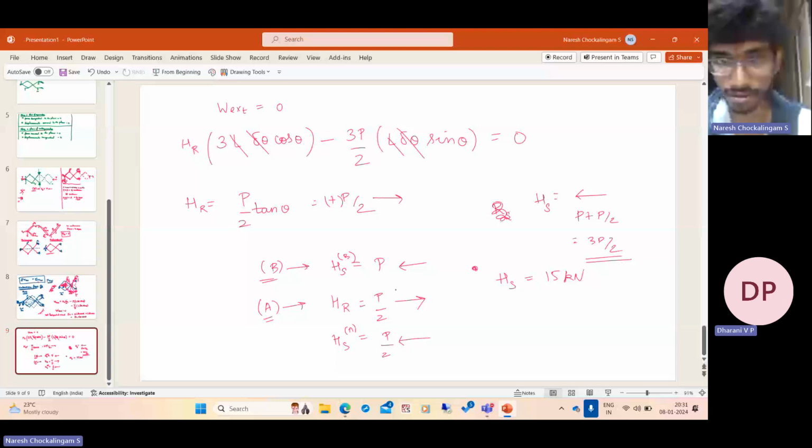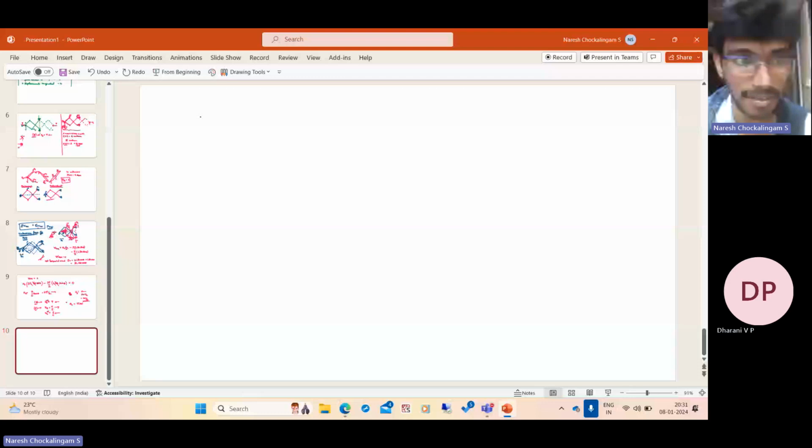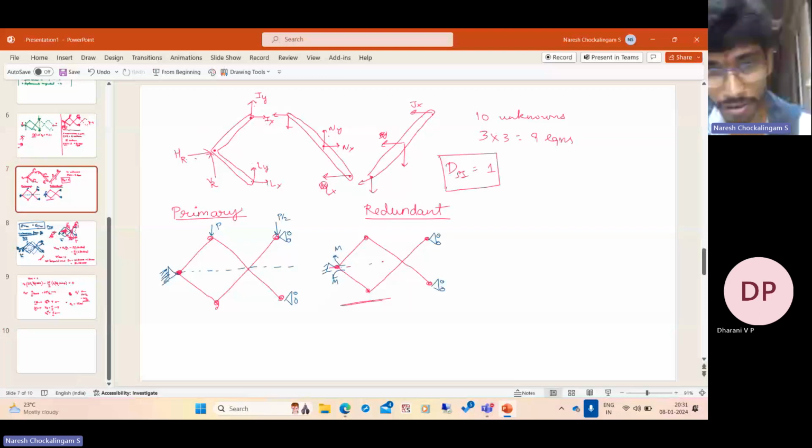Now look at the redundant structure. That is simpler. So you have moments acting this way, and it is symmetric about this. So you don't need to do it 2 times. You just solve this one, right? You just get the bending moment diagram basically.